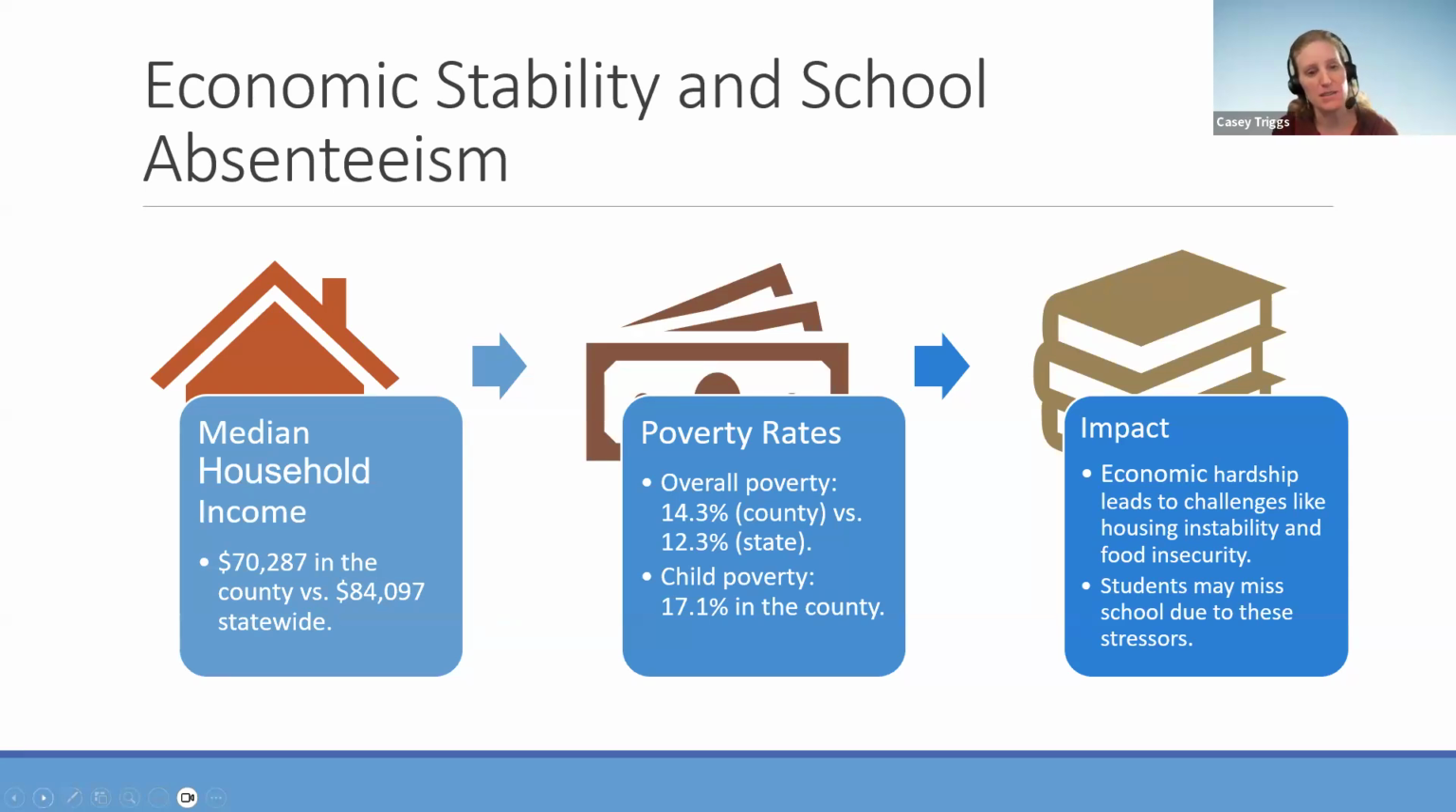So economic instability manifests in various ways. Some examples, and we touched on this earlier, might be that families experience housing instability or food insecurity or lack of access to transportation. And those directly affect whether students can make it to school or if they can function at their highest level because they might be hungry or they might be sleep deprived.